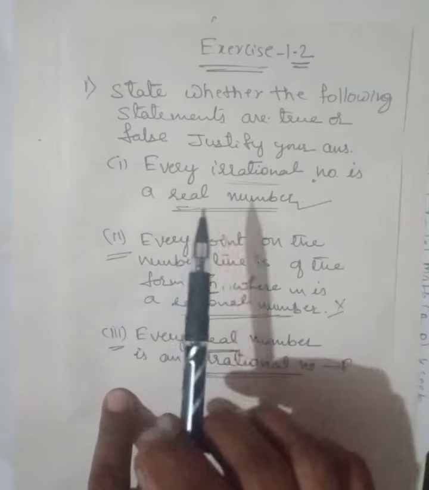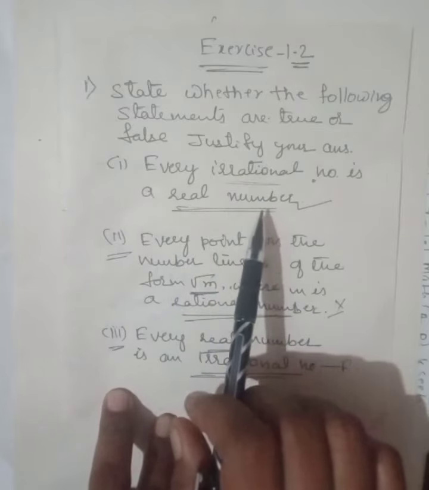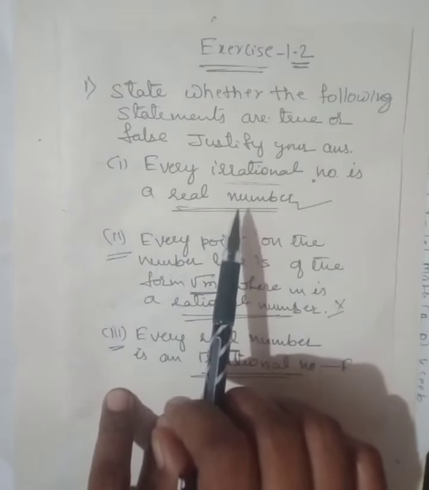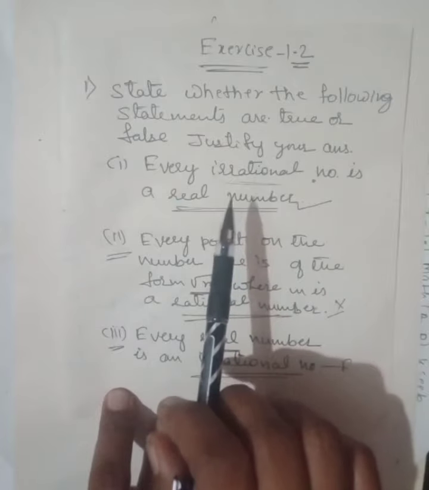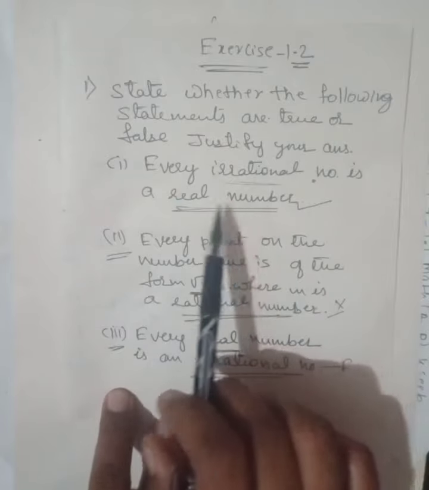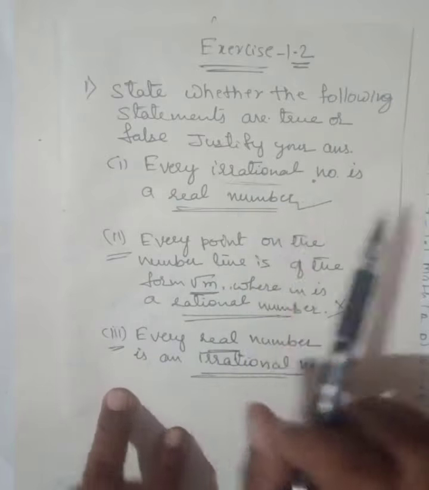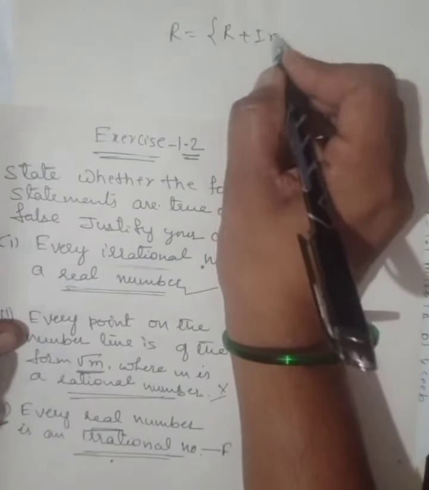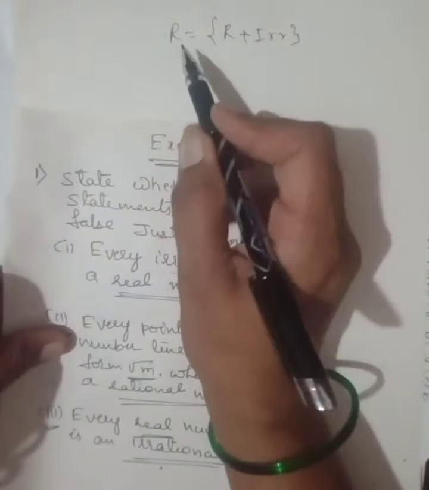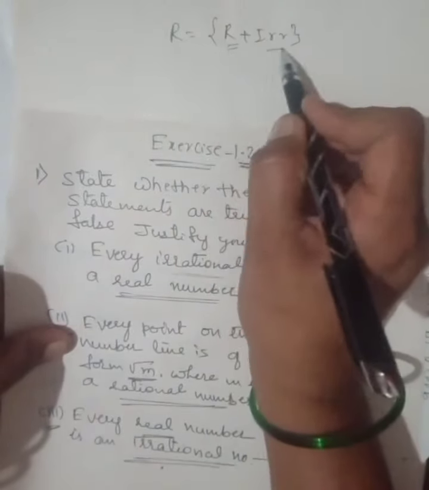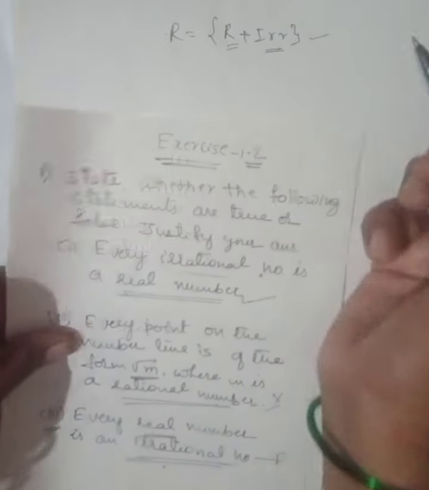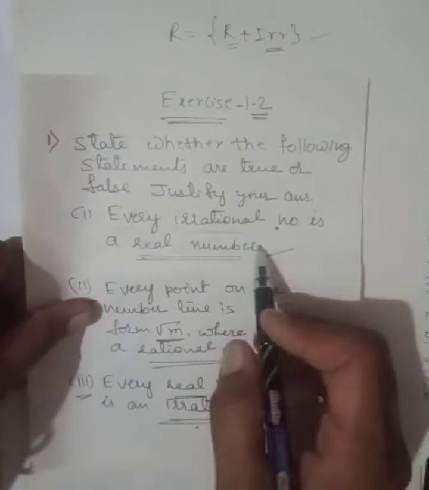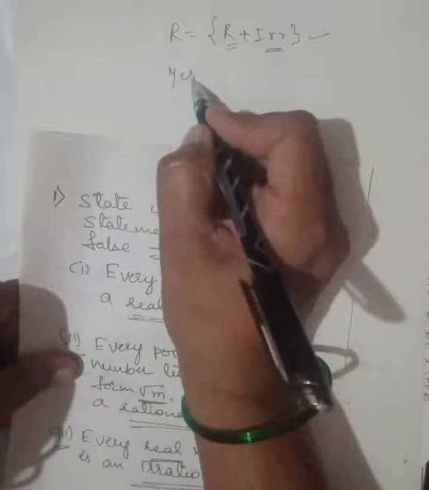See children, we know real numbers. Okay, real numbers means what? They consist of both rational and irrational numbers. So rational and irrational numbers together make real numbers. Very simple concept. So in a simple way I'll explain here: rational plus irrational together make real numbers. That means the real numbers are rational and also irrational. So this is the concept. And every irrational number is a real number. Very true it is. Yes.